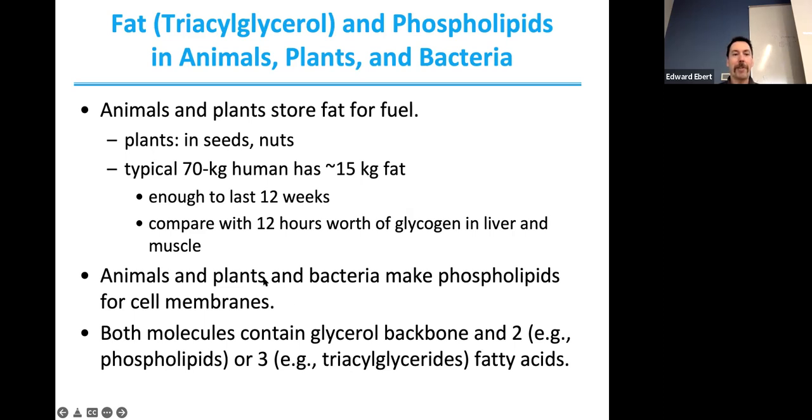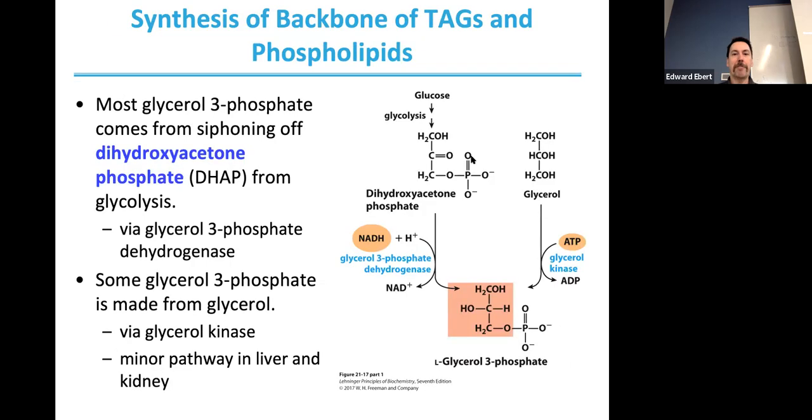Animals, plants, bacteria make phospholipids for the cell membranes. All those molecules contain a glycerol backbone and two fatty acids or 3 fatty acids, depending on whether we're talking about phospholipids or TAGs, respectively. I'm just going to call it triacylglycerol, TAG, for the rest of the thing, because that's a lot easier to say. And that could be awesome graffiti, right?